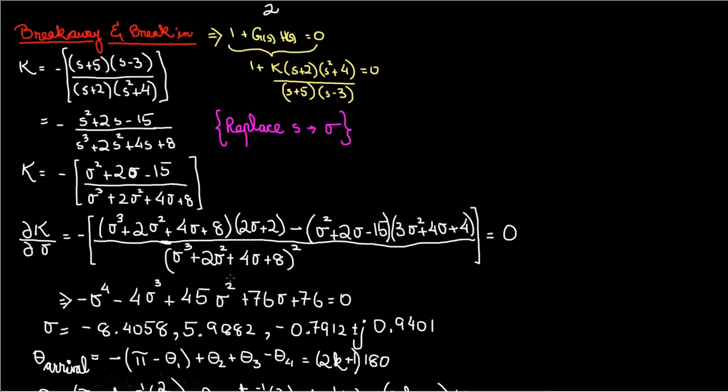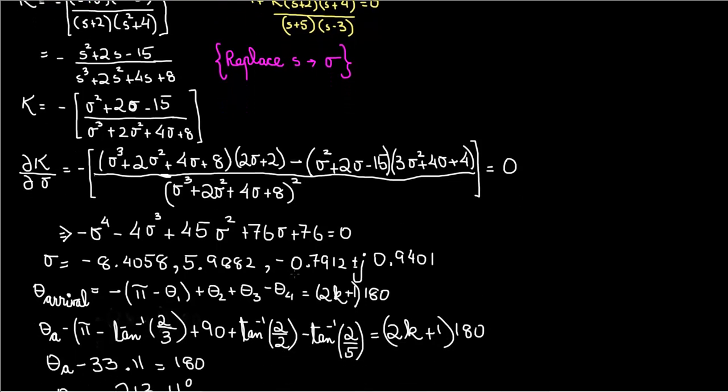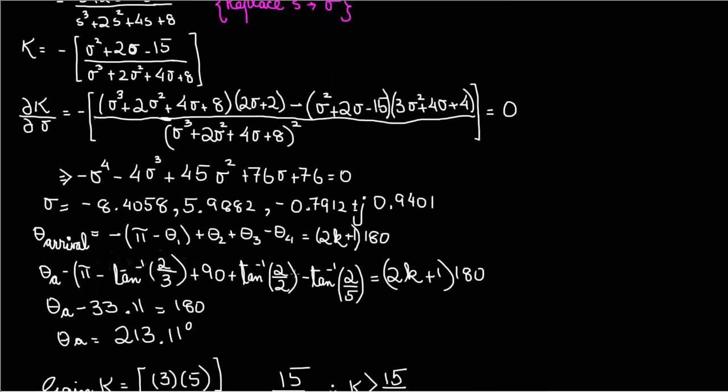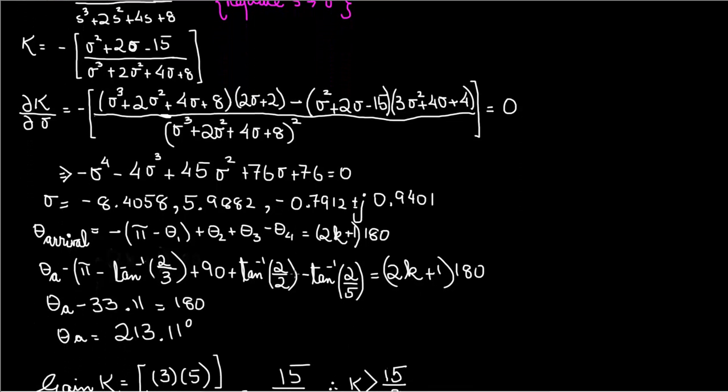Once you find the roots, you would have to find the angle of arrival. Again, you just take your formula and plug in the values that you have. For this one, the angle of arrival comes out to be 213.11, telling you that it's in the third quadrant. To be sure of how a root locus looks, you can find out what it's going to be.